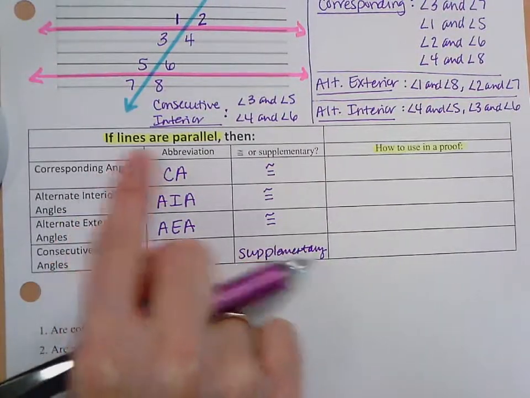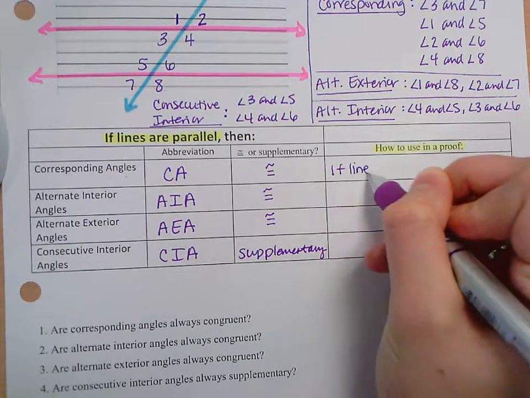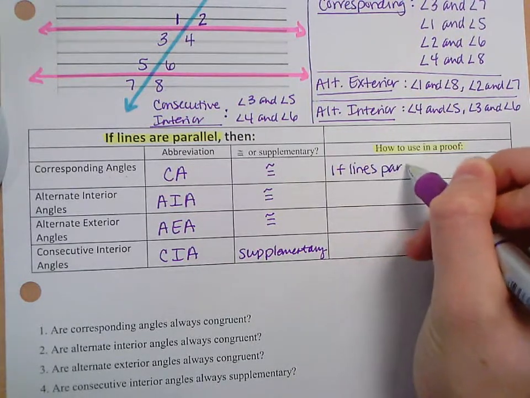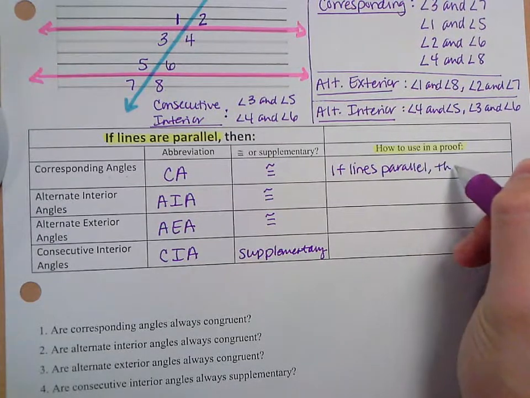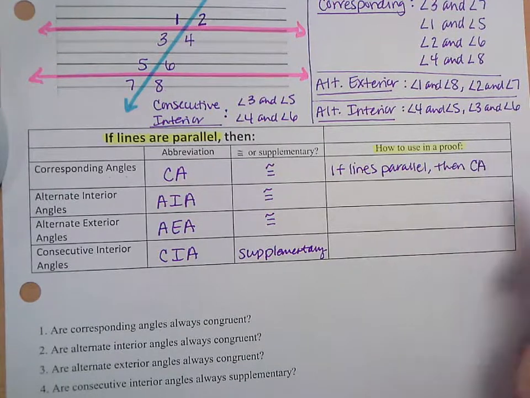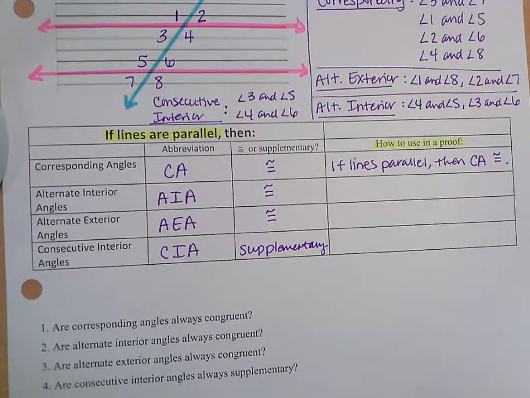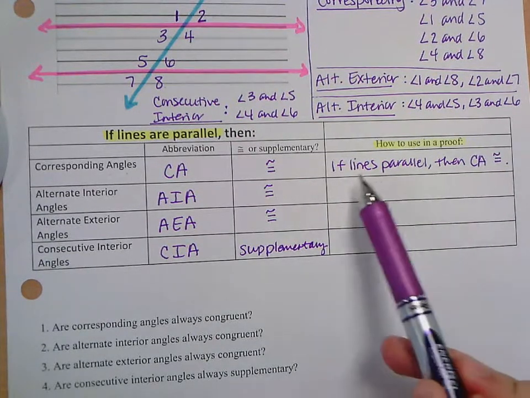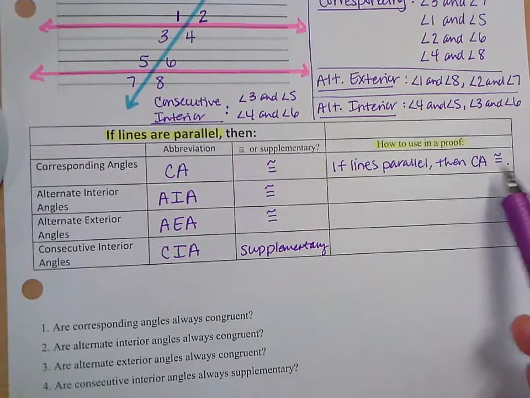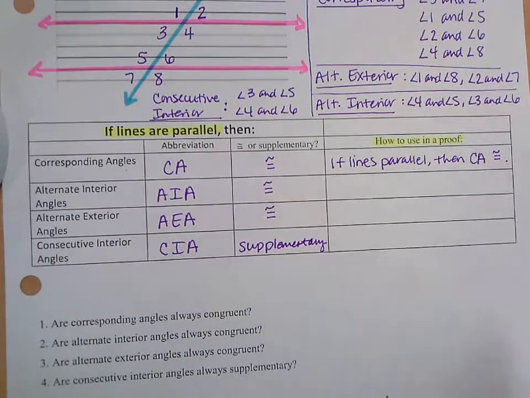Okay, so how this would be stated is you'd say if lines parallel, then I'm going to put CA for corresponding angles congruent. Okay, so not the best written sentence, but you actually have to write out a statement for the reason. It's not just by this property. It would be if lines are parallel, then corresponding angles are congruent, is how that reason would be used in a proof. So these are very similar.